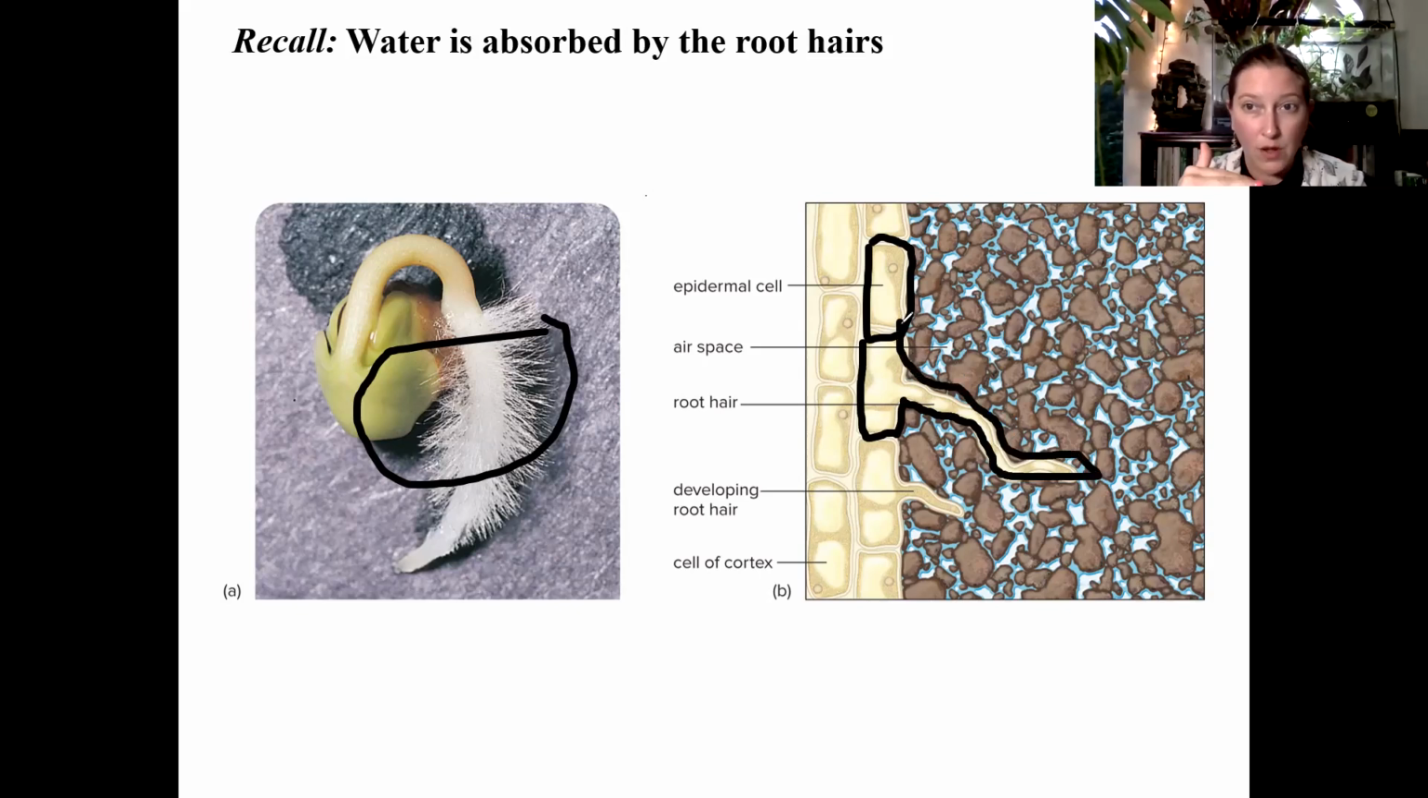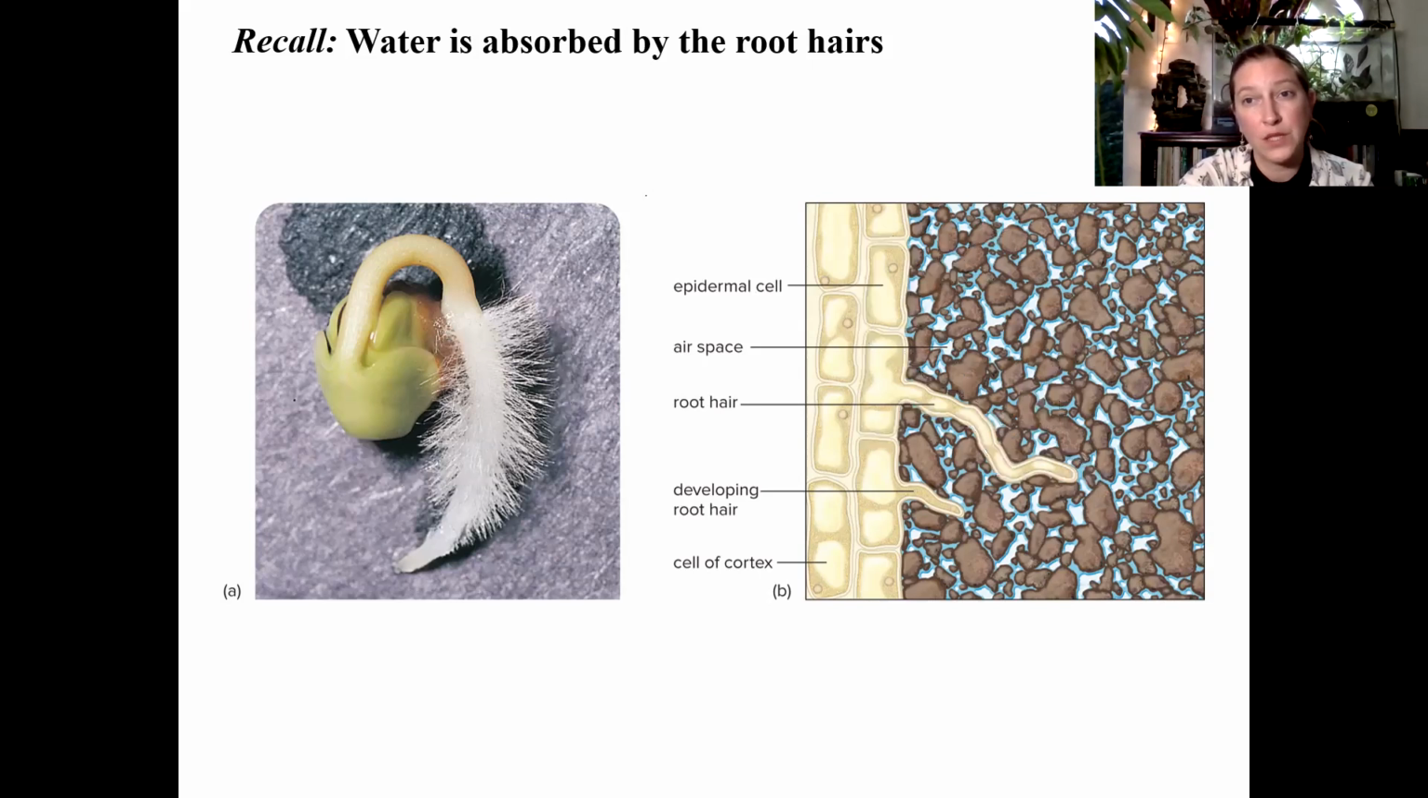And as I talked about in the root lab, this bottom one, right, this one here, it can have a lot more surface area than this one here, meaning it can be exposed to more soil than the one on top, and thus exposed to more water than the one on top, and thus the root hair is where the water will be absorbed. This is also a recall slide.